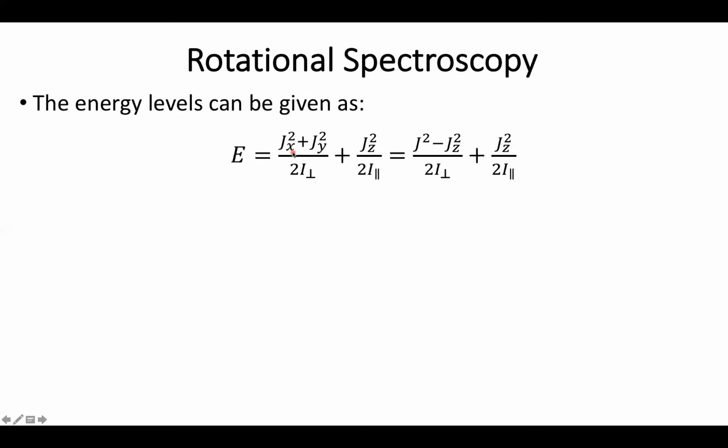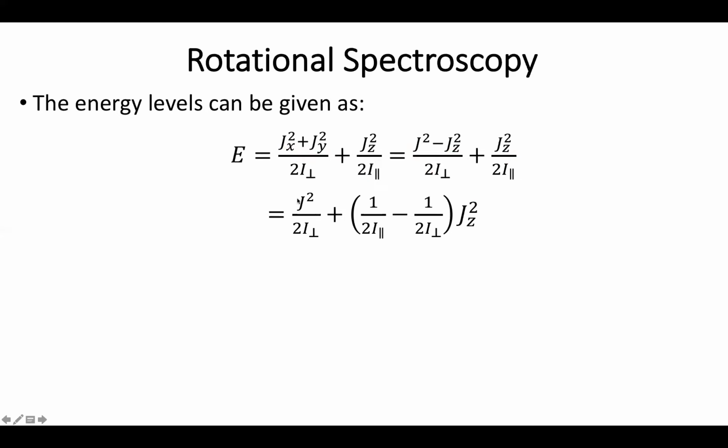So one of the things we can do is use the fact that the squares of the angular momenta in the x, y, and z directions together add up to the total angular momentum, and use that to substitute here. So instead of having the sum of the angular momentum of the x and y axes, we have the difference between the total angular momentum and the angular momentum in the z direction.